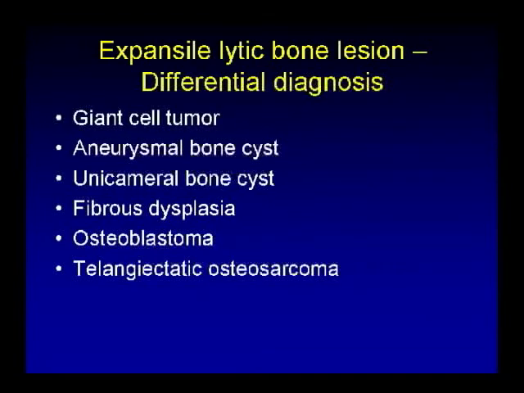and the differential diagnosis for expansile lytic lesion in children should always include giant cell tumor, unicameral bone cyst if there are no septations. Fibrous dysplasia should be another differential. Osteoblastoma is an uncommon differential diagnosis. Very rarely, osteosarcoma can present as a telangiectatic expansile lytic lesion.